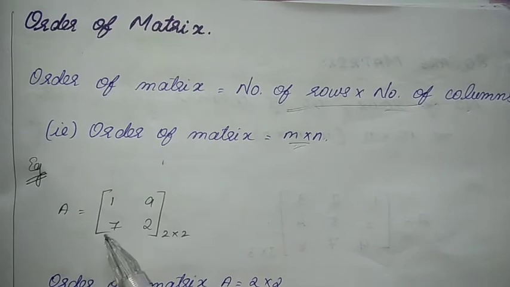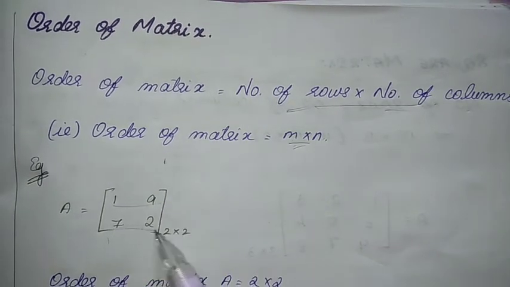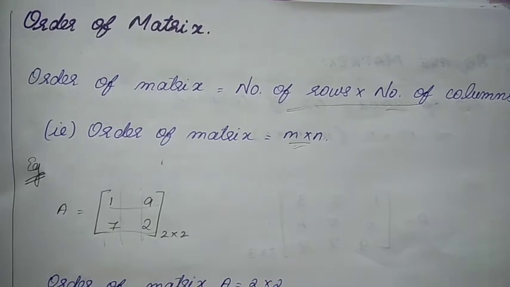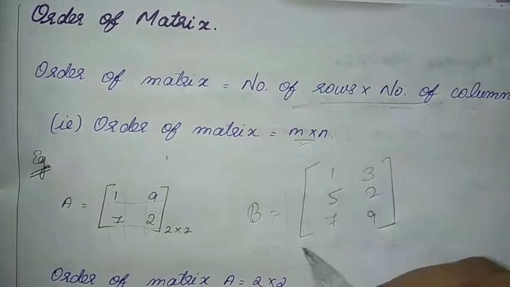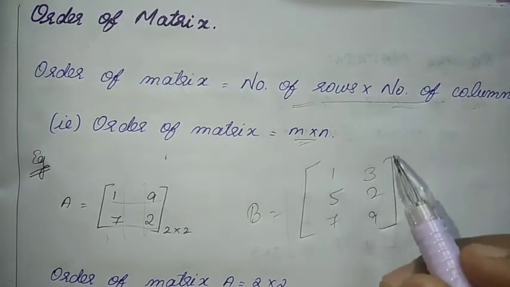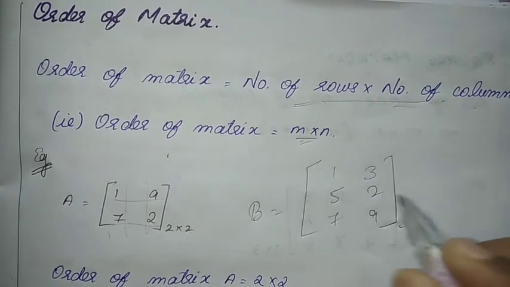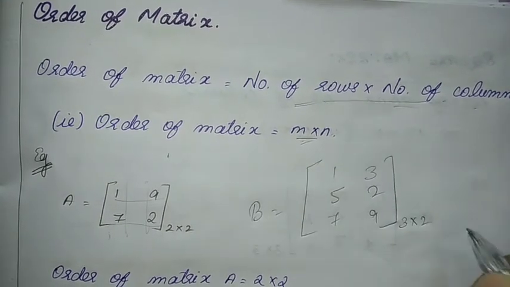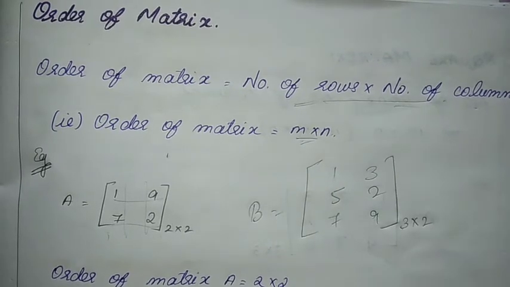Here, for example, I have given 1, 9, 7, 2. This has 2 rows and 2 columns, so I have written 2 by 2. Let us take one more example. In this, what is the order of the matrix? I have 1, 2, 3: 3 rows, and 1, 2: 2 columns. So this is a 3 by 2 matrix. This is called a 3 by 2 matrix.